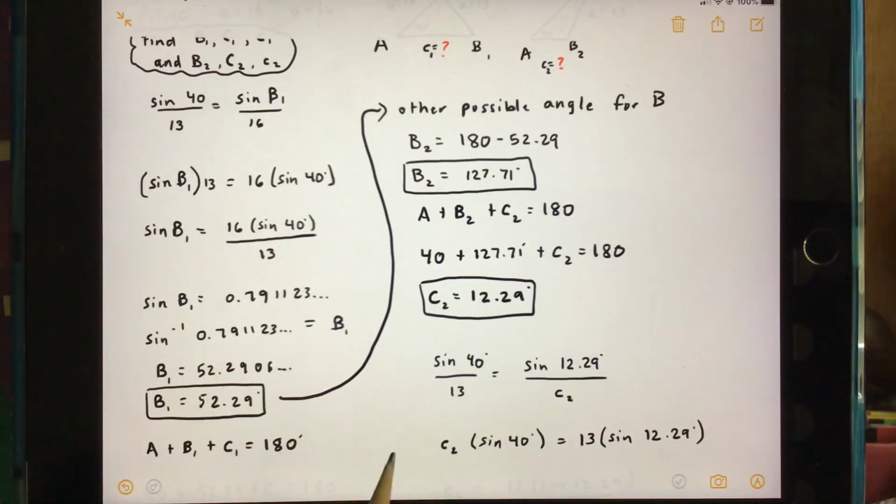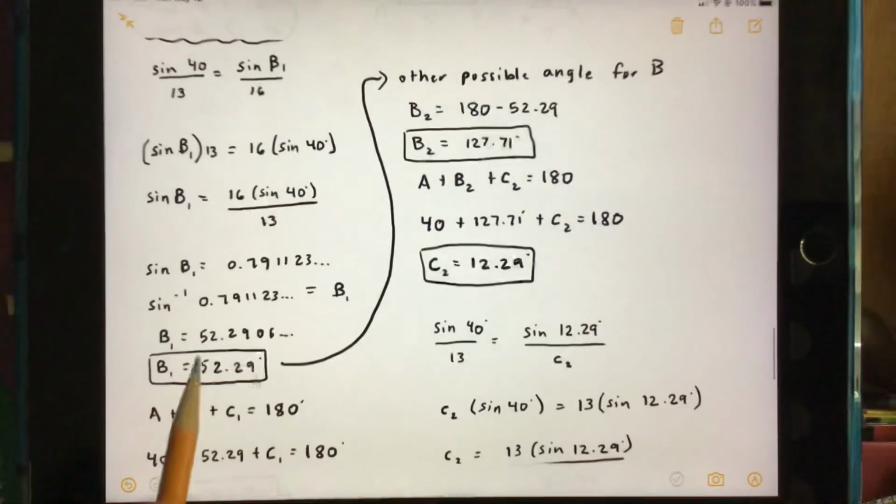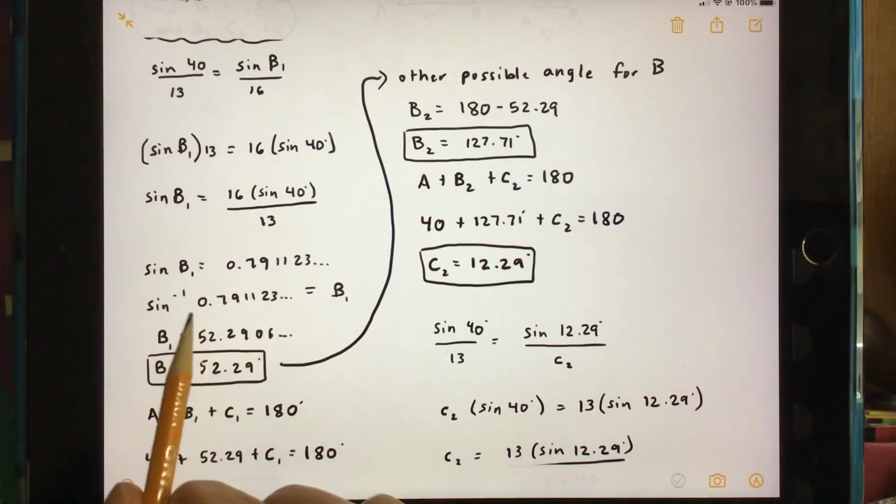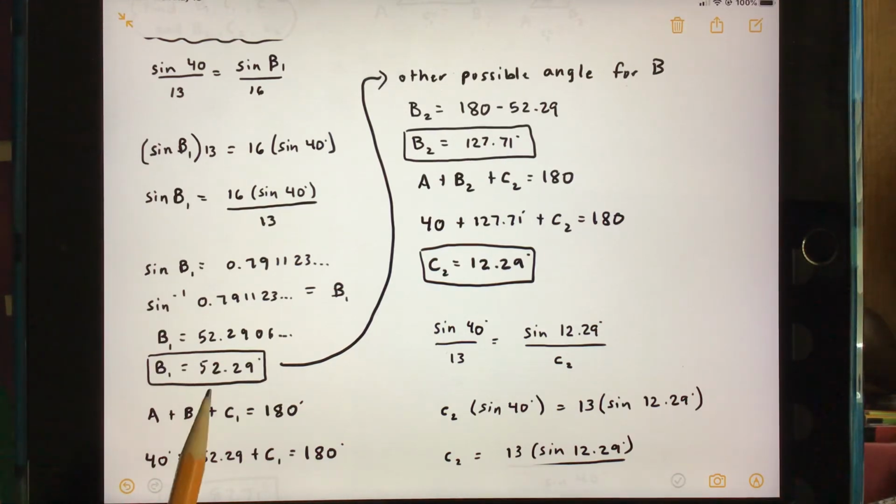You're going to find that angle measurement by doing sine inverse of that number. That's going to give you your angle B. So sine inverse of 0.791123 will give you an angle measurement of 52.29. Now I'm going to leave this number in my calculator. If you round it off, that's okay. It won't be quite as accurate, but it'll be close. All right, so I got a measurement for my angle B.